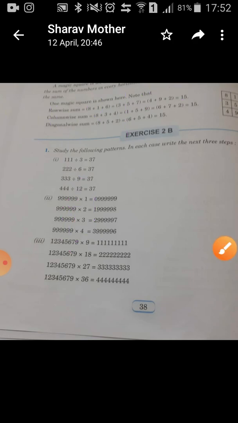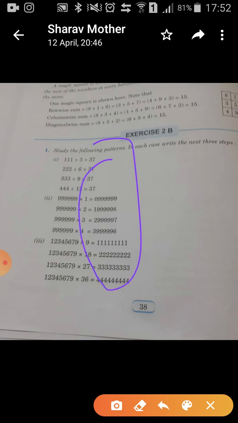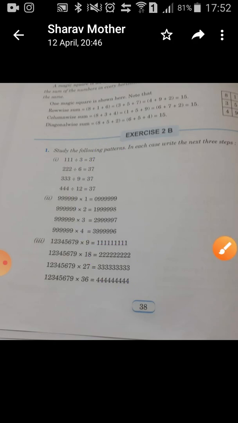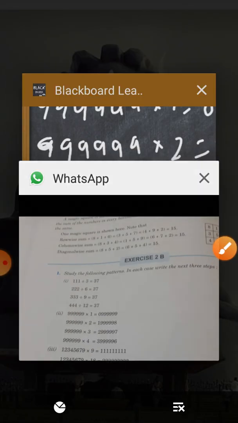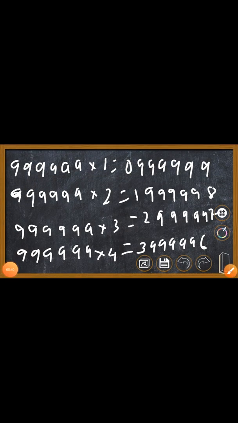Now we have to notice the pattern of this one. Like, what is the similarity? Yes, what is the similarity in these answers? Okay, so let's look at the blackboard. We need to get back to the blackboard now. Yes, if you look, I have noted down the answers over here on the right hand side.